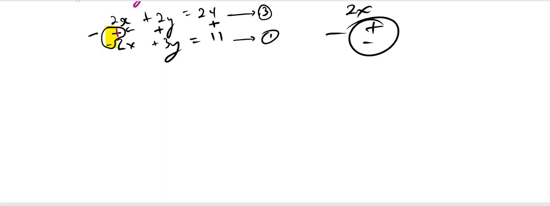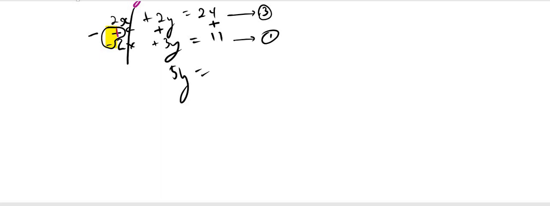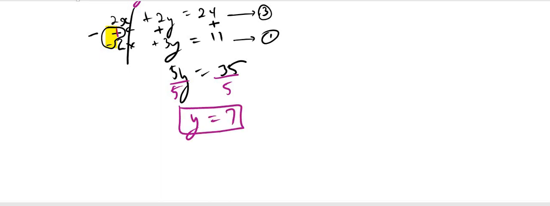So you have 2x plus negative 2x, right? You end up with what? 0. Okay, so let's go. So this will give us 0, and 2y plus 3y is what? 5y. 24 plus 11, that's 35. And then we want to do what? Divide both sides by what? 5. Or we can say 5 times what gives us 35, and that's 7. So y is equal to 7, since 35 divided by 5 is also 7.